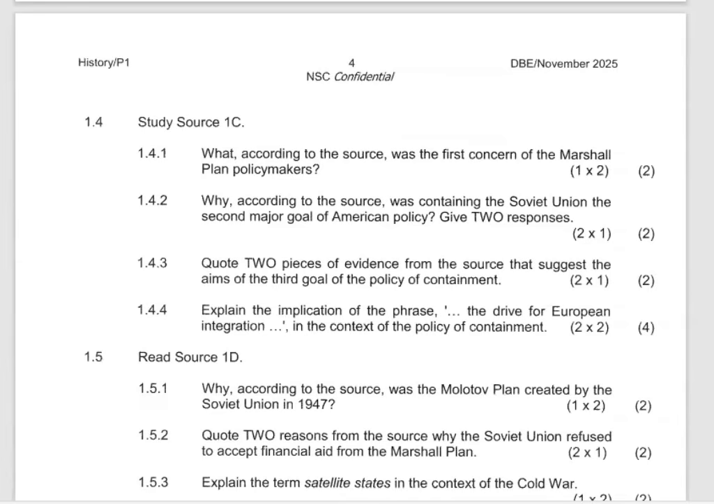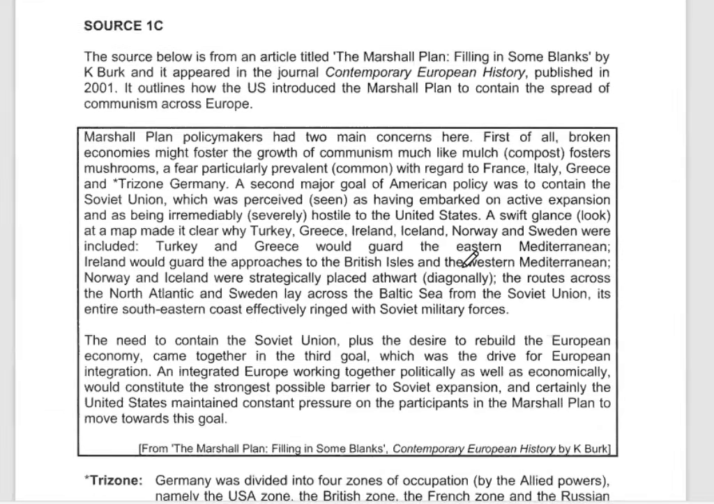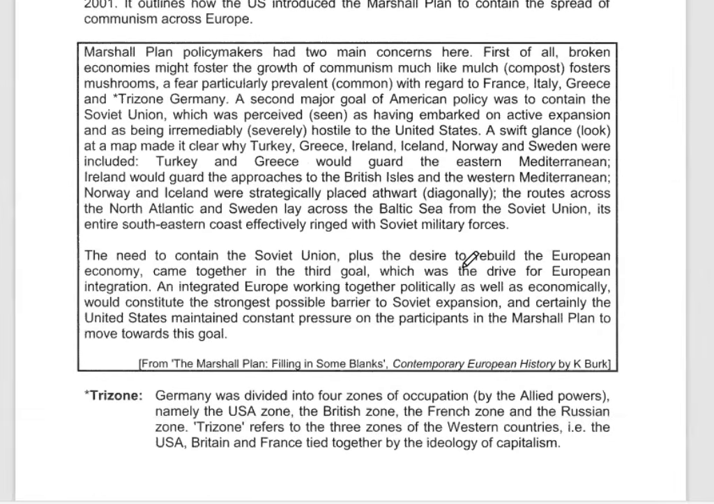This is an extraction question. It's a level 1 question. We just want to go to the source and get the answer. We are relating to source 1C. The source is saying, what, according to the source, was the first concern? Right, if we check here, it says, first of all, broken economies might foster the growth of communism, much like mulch or compost fosters mushrooms. That's the first threat, that broken economies might foster the growth of communism.